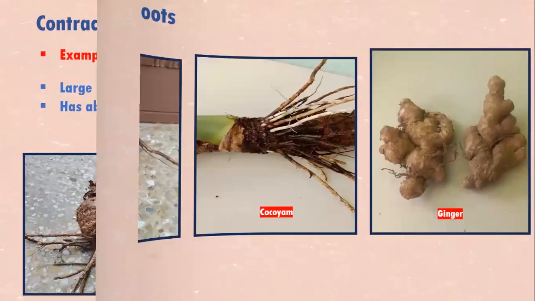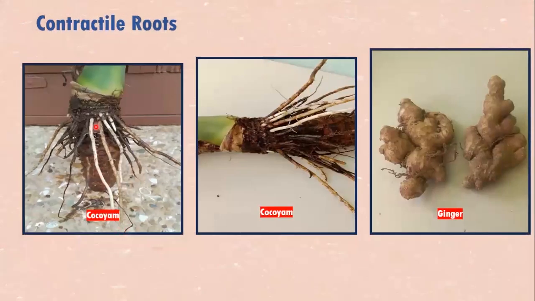Here we have contractile roots also in cocoyam. Here's the stem. Look at the roots, very thick. The same thing is found in ginger. These were very thick roots, but they are shriveled because they are dry. Contractile roots try to keep all these underground stems that have the tendency of growing out of the soil, keeping them in the soil. Very, very neat.